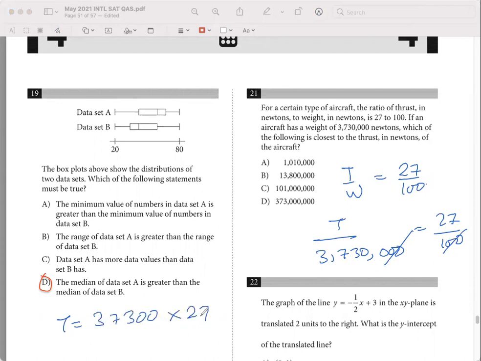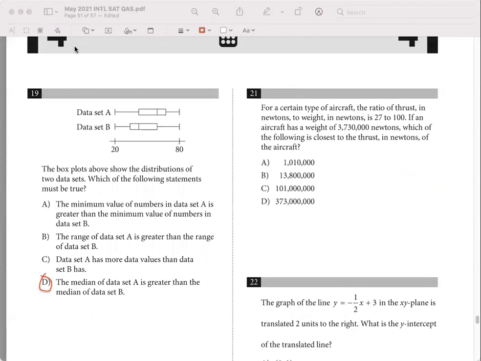So the thrust would be 3730 into 27. So let's plug that in the calculator. 37,300 multiplied by 27, which is one second, what is it? 1 million something, right? Yeah, so the closest answer is option A. Okay, so that's option A.